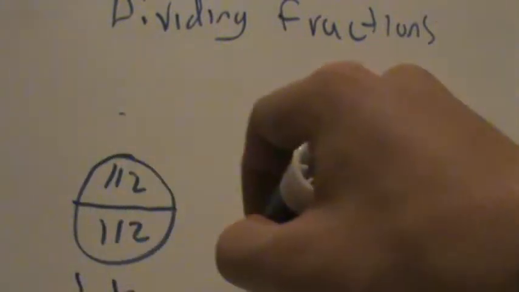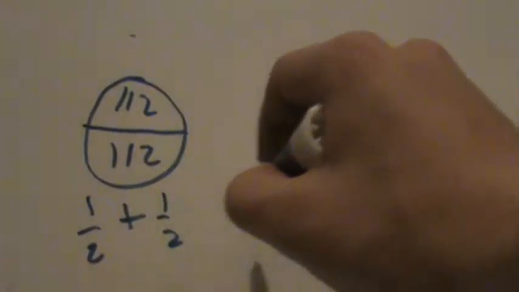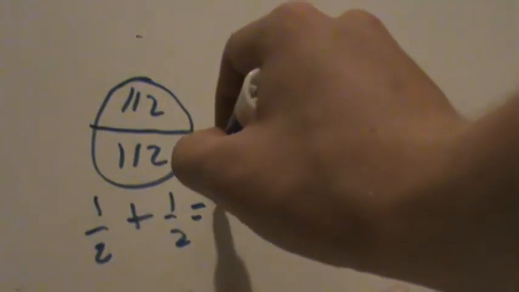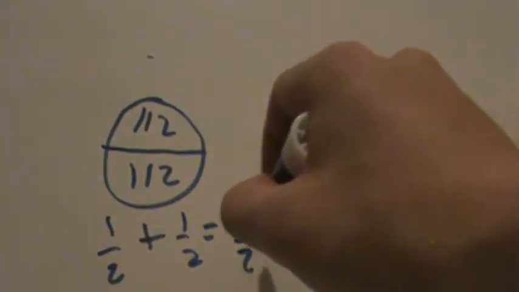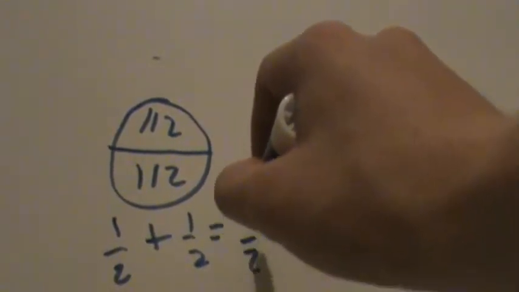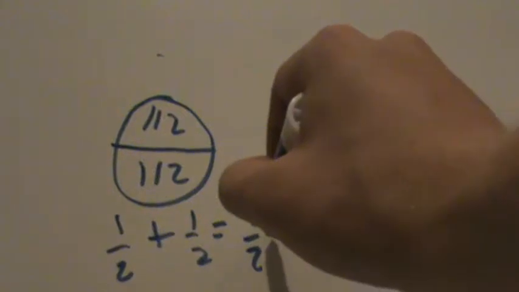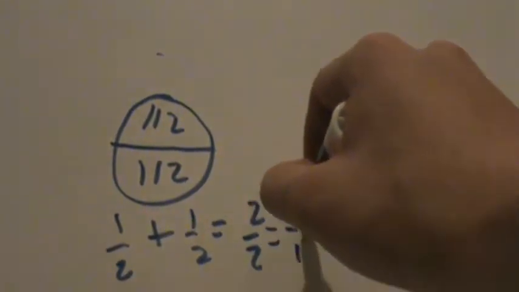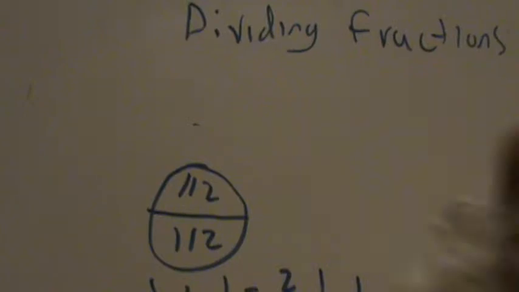So let's say I divided this into two parts. We know by our fractions that each has to be 1/2, because 1/2 plus 1/2 is equal to 2 over 2, because we have the same denominator, so you just add the numerators. And when you find a common divisor between these, it would be 2. So you know that this reduces to 1 over 1, which is equal to 1. So you know that this is a full pie.